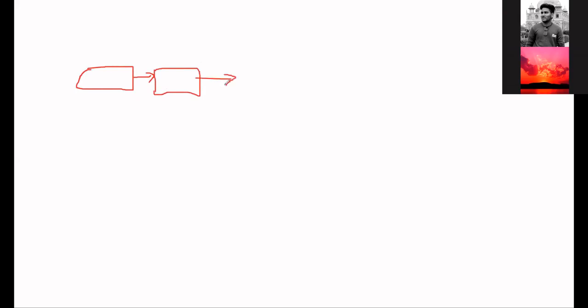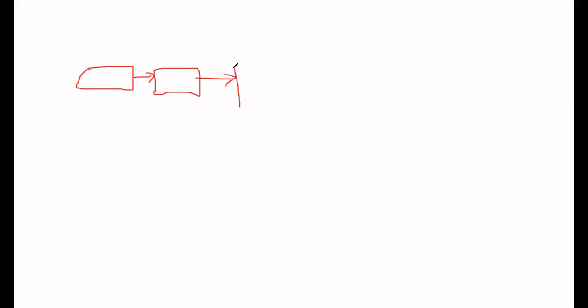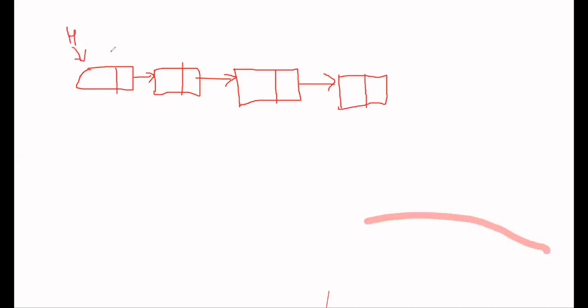Suppose, let me draw a linked list quickly. Okay, suppose this linked list has been given to us. One will be our data part, one will be our address part. So our head will be pointing to this node, as we all know, head points to the first node.